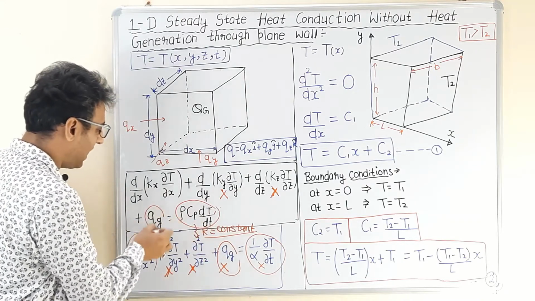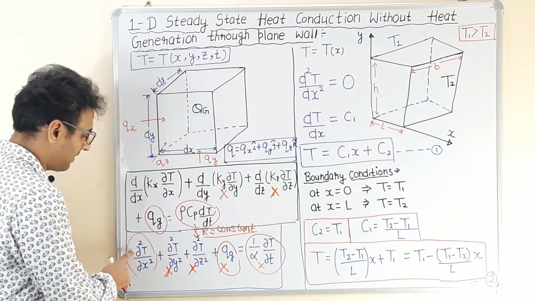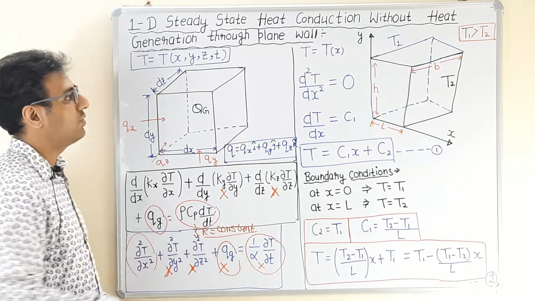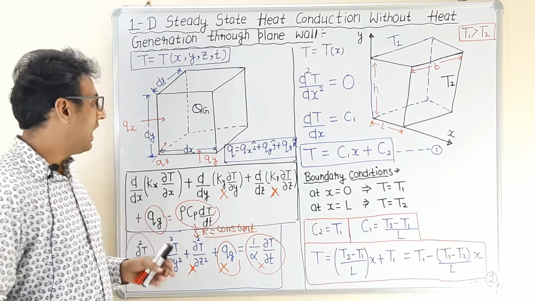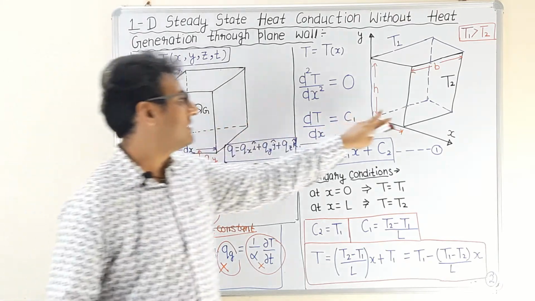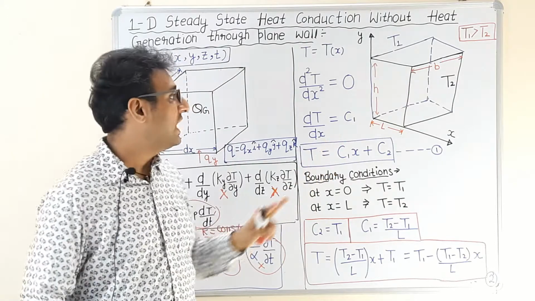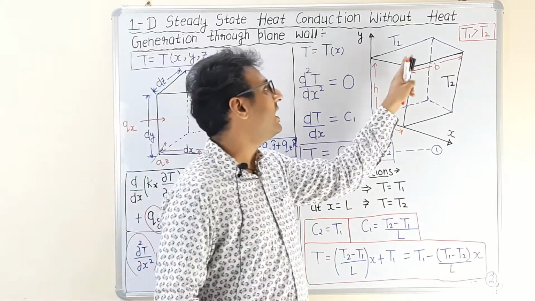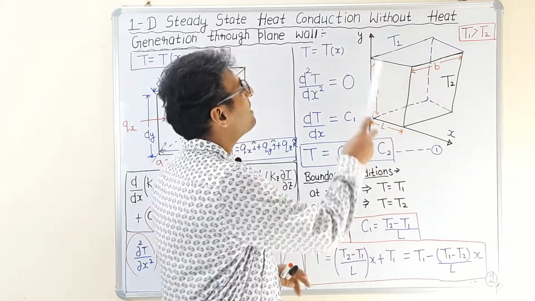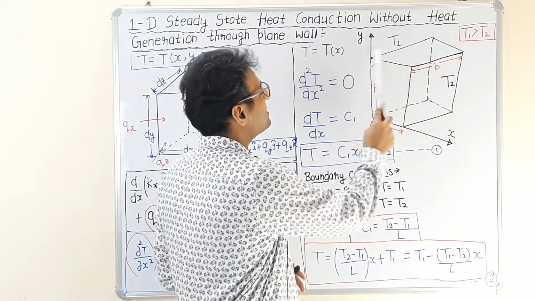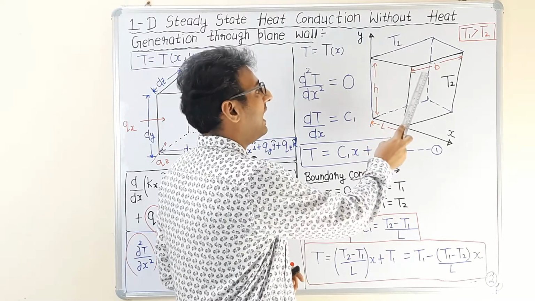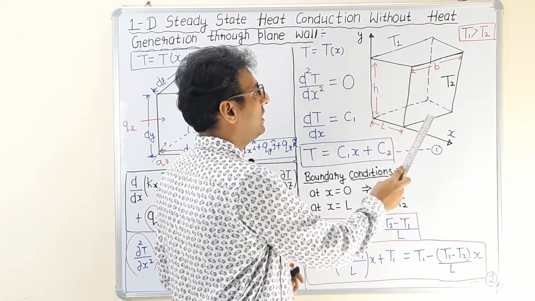Now we are left with only this term, del square T upon del x square is equal to 0. So for 1D flow our problem is converted from this to this. Now consider a slab in which the temperature gradient exists only in one direction. It means the temperature at any point on this face is T1, and the temperature at every point on this face is T2.